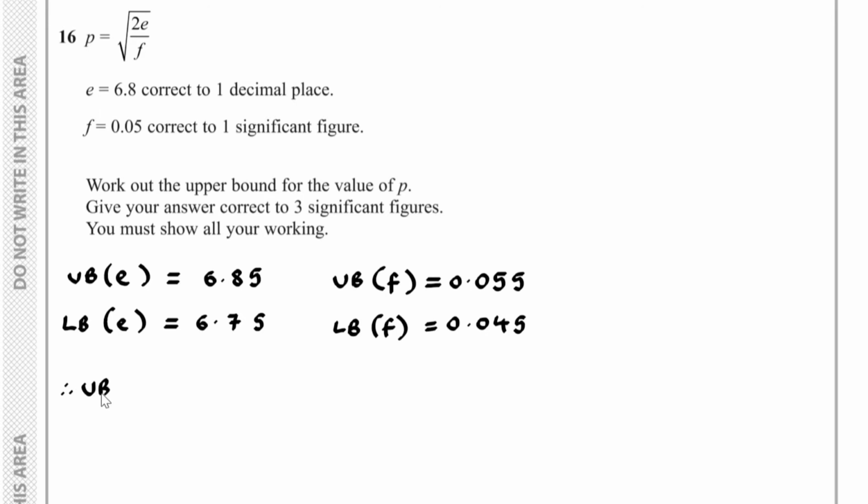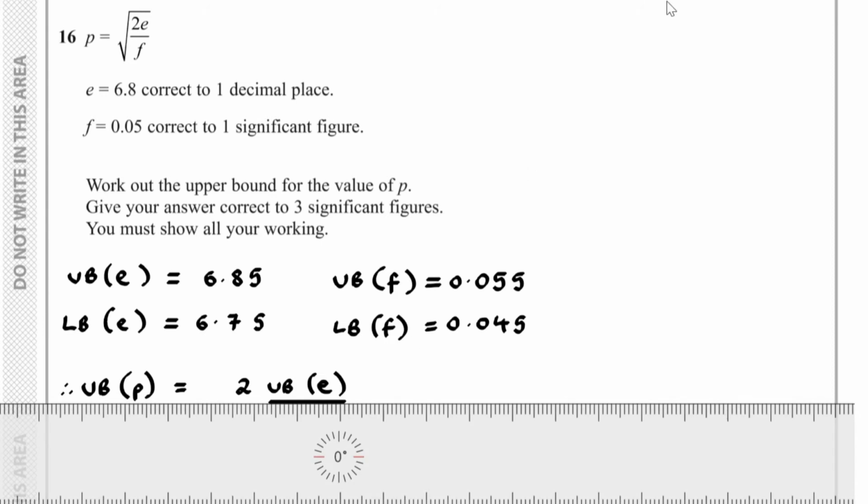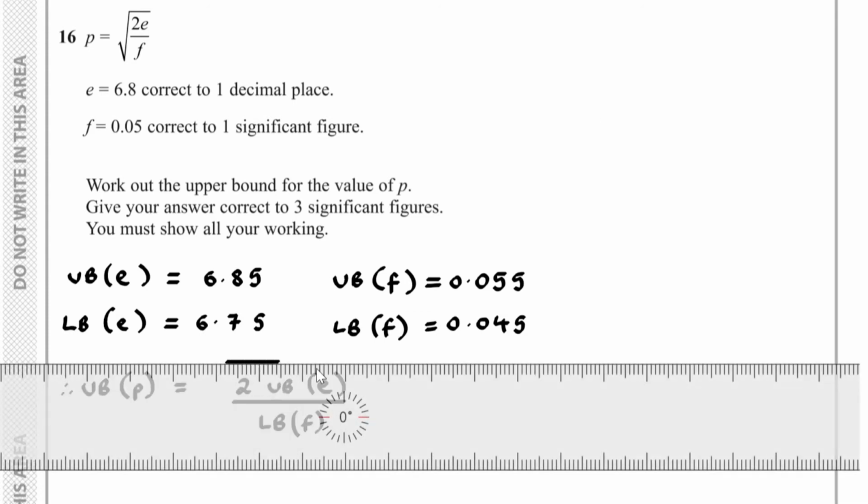So the upper bound of P, that's equal to 2 multiplied by the upper bound of e divided by the lower bound of f, and then square rooted.